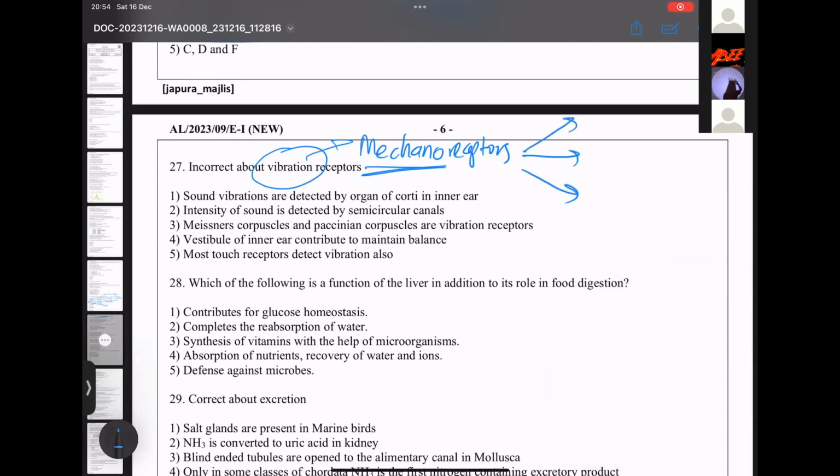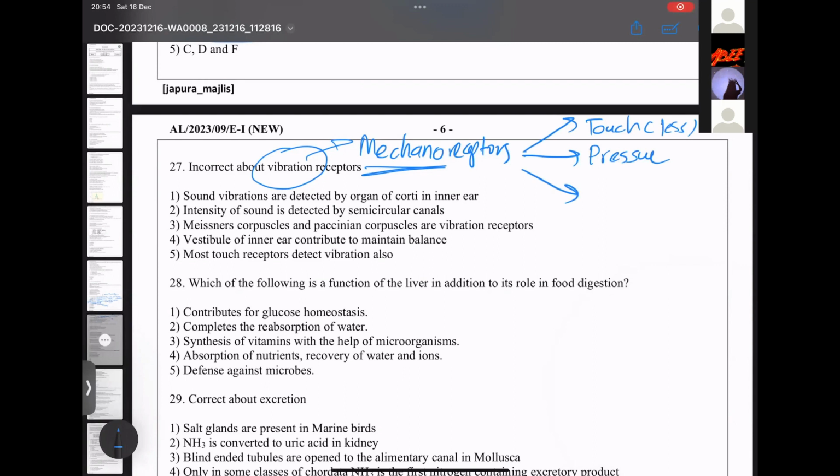So then from the touch receptors, you should remember. The touch receptors usually start from the letter M. So what are the letter M things we remember here? Meissner corpuscles, Merkel discs, and then free nerve endings also. So these are only the touch receptors.